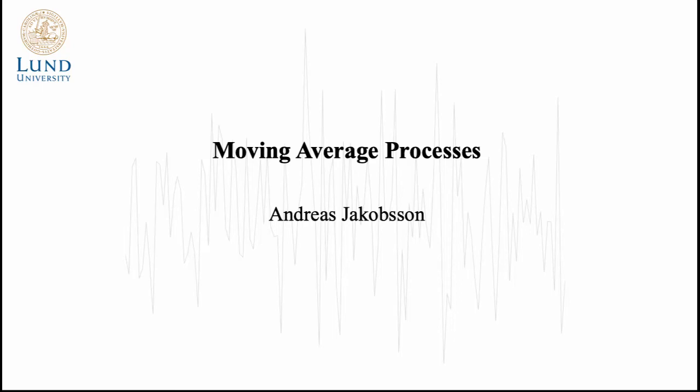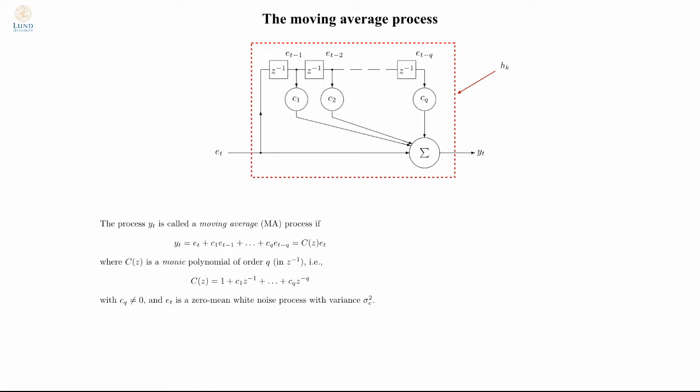In this lecture, we will discuss the moving average process. A moving average, or MA process of model order q, is formed by a sum of delayed versions of the input. So I'm assuming that I have a white noise process as input, and then I will delay it.